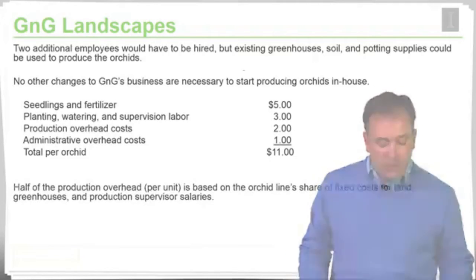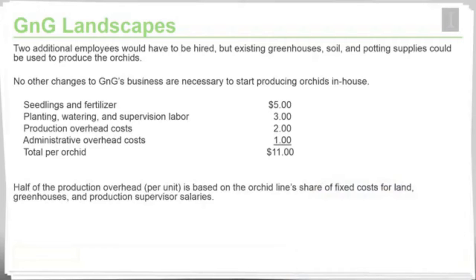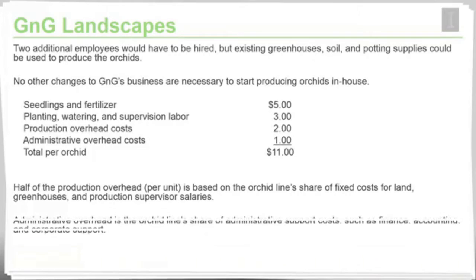Other information available is that half of the production overhead on a per unit basis is based on the orchid line's share of fixed costs for land, greenhouses, and production supervisor salaries. And administrative overhead is the orchid line's share of administrative support costs, such as finance, accounting, and corporate support. So now let's analyze this decision a little bit more closely.